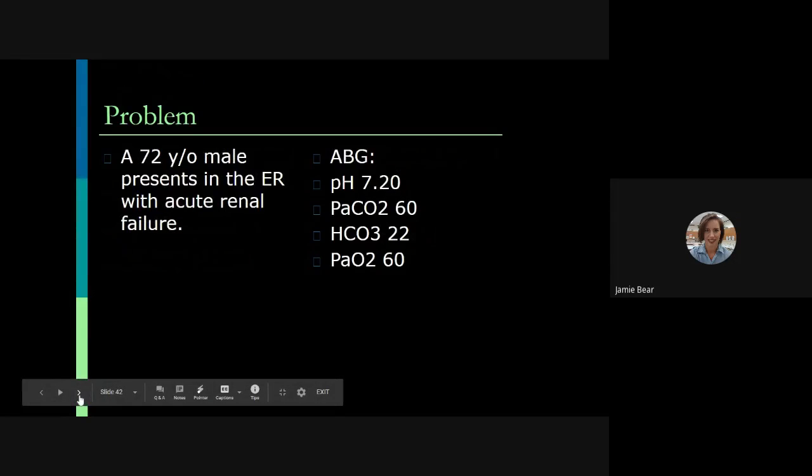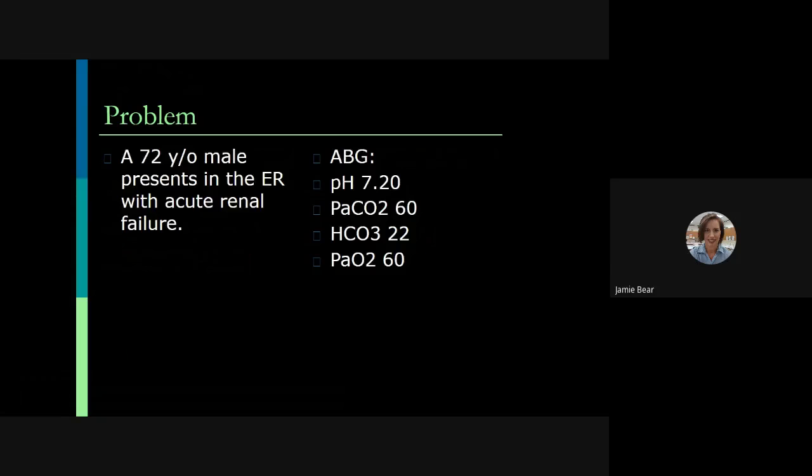A 72-year-old male presents in the emergency room with acute renal failure. ABG 7.20, PaCO2 of 60, and a bicarb of 22, and a PaO2 of 60. This patient has an acute respiratory acidosis with mild hypoxemia.